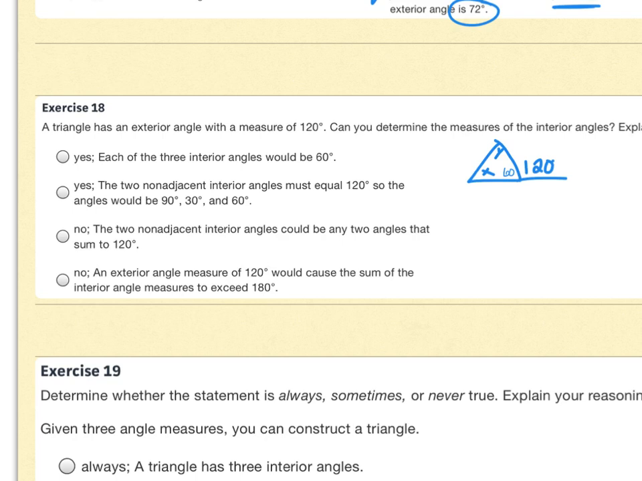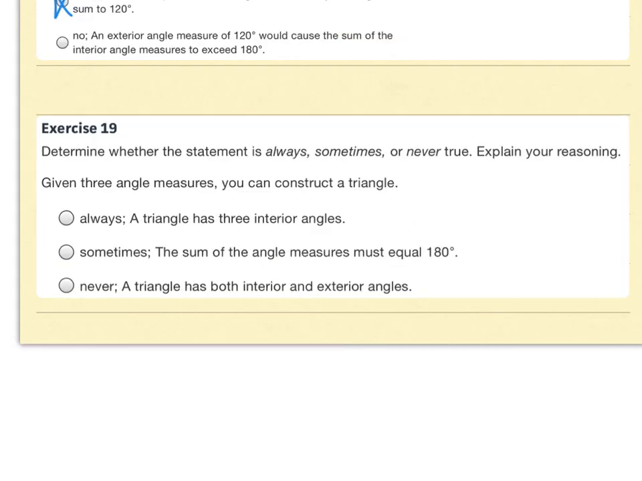So there's really not enough information here. So I guess that would be option 3, right? The two non-adjacent interior angles could be any two angles that add to 120. That's all I know. I do know that it has to be 120, but it doesn't give me more information, so I can't tell you what they both are. If I knew what one of those other ones were, I could be for sure what the third angle is, but I do not know.